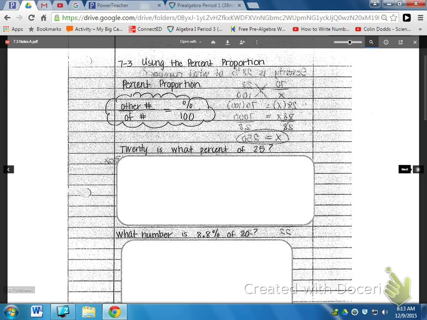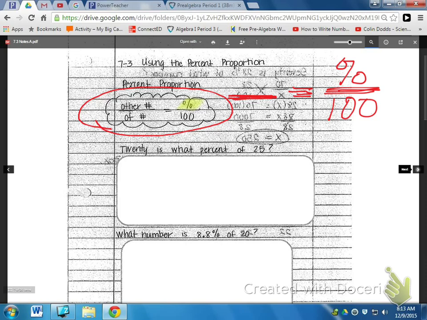You write a proportion of sorts, and every time you're going to do a fraction bar, an equal sign, a fraction bar, and 100 on the bottom right. Every time you start one of these, that's exactly what you should do. This tells you what ends up in each of those spots. If they give you the percentage, that goes above the 100, because percent literally means per 100.